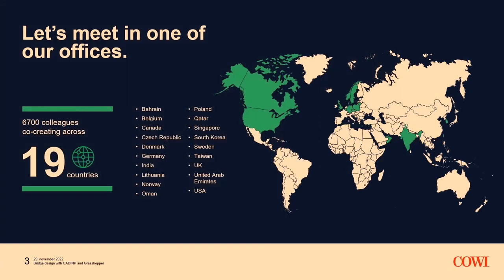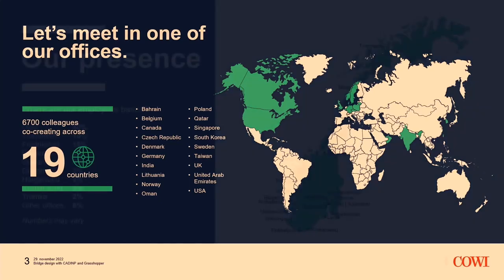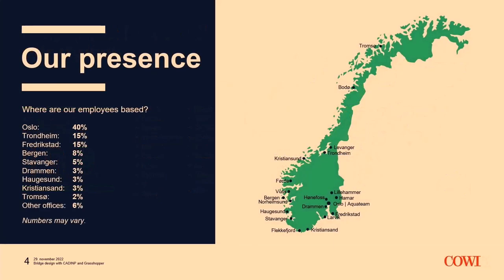First, COWI is spread out across a bunch of countries, but we're mainly in Scandinavia, India, UK, and North America. Within Norway, most of our employees are stationed in Oslo, but we also have a significant amount of people in Trondheim and Bergen and other big cities. We're approximately 1,300 people across Norway.